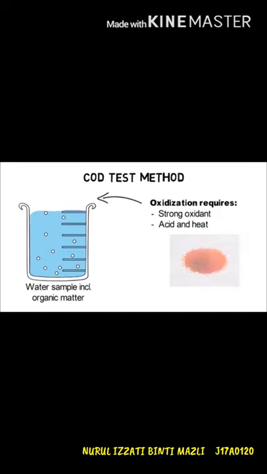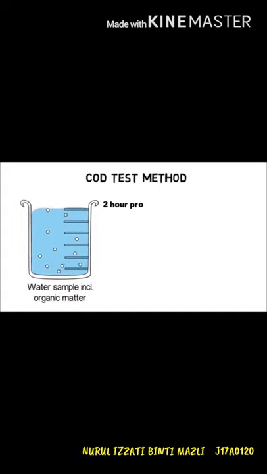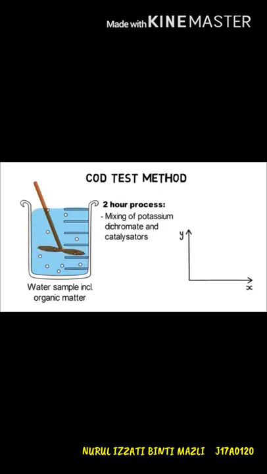Lately, the most common oxidant applied for the test is potassium dichromate, which is a hexavalent chromium salt and a very strong oxidant, oxidizing between 95 to 100% of all organic matter. The technique involves a 2-hour digestion process in which samples are mixed with potassium dichromate, sulfuric acid, and metal salts, the last two added to suppress interference and catalyze the reaction.